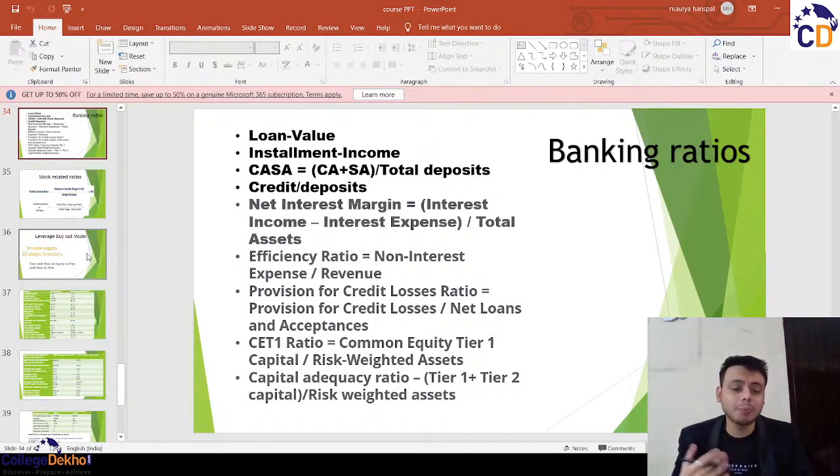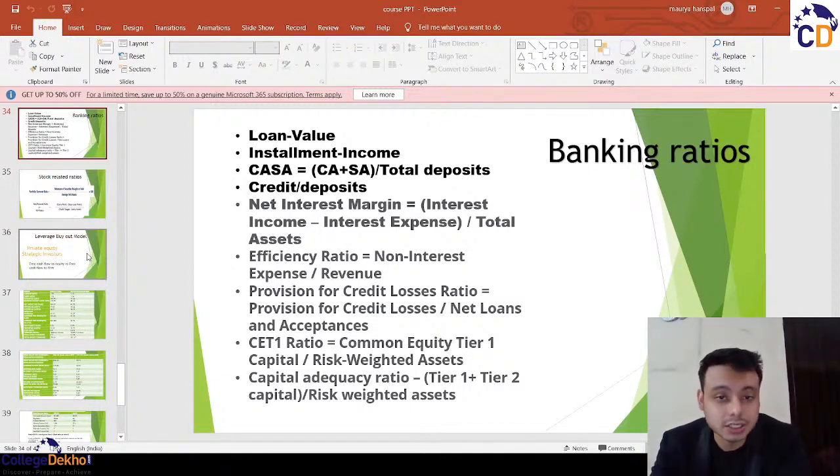Because when a person goes for a corporate interview, be it for a banking sector, an insurance sector, a metal industry or a pharma industry, those normal ratios won't work at all. You also need to know the additional ratios for those particular sectors. In the previous session, we talked about the most important banking ratios: the loan to value ratio, installment to income ratio, CASA ratio, the net interest margin, and the capital adequacy ratio as well.